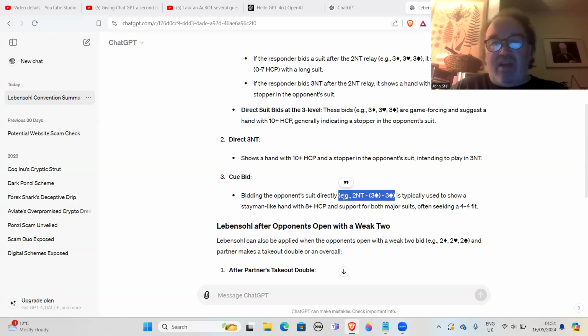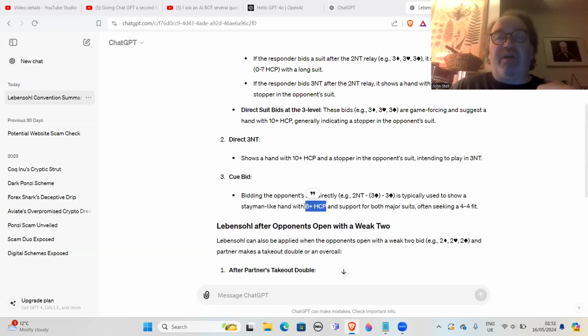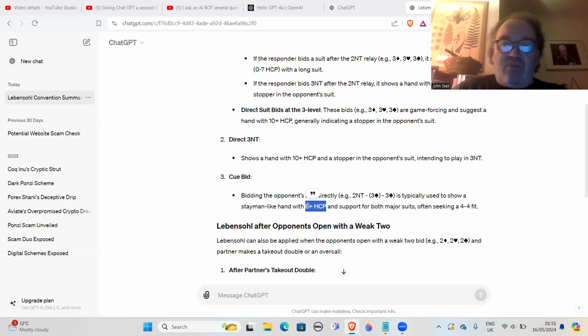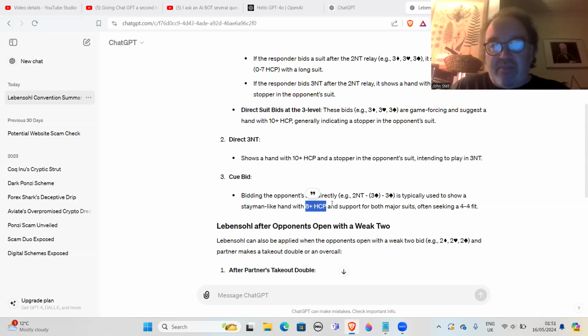So bidding the opponent's suit directly is typically used to show a Stayman-like hand with 8 high card points. Again, they're treating this as an opening strong no trump, so that's why they're talking about 8 high card points. If you'd open a weak no trump and it had gone one no trump, two spades, you wouldn't want to bid three spades with no guaranteed fit and only potentially 20 points between the two hands. So it hasn't mentioned the strong no trump again. And support for both major suits, often seeking a 4-4 fit.